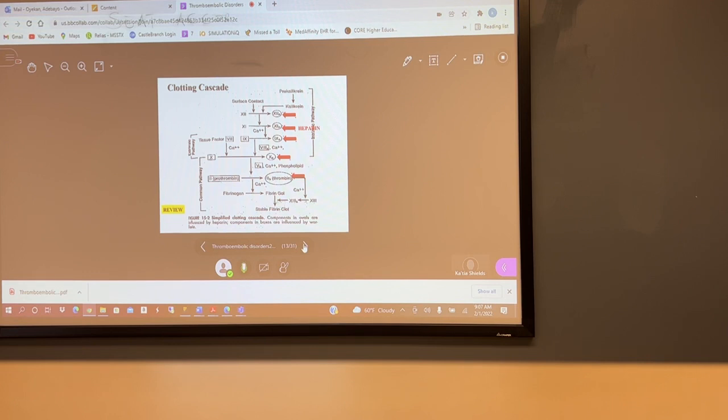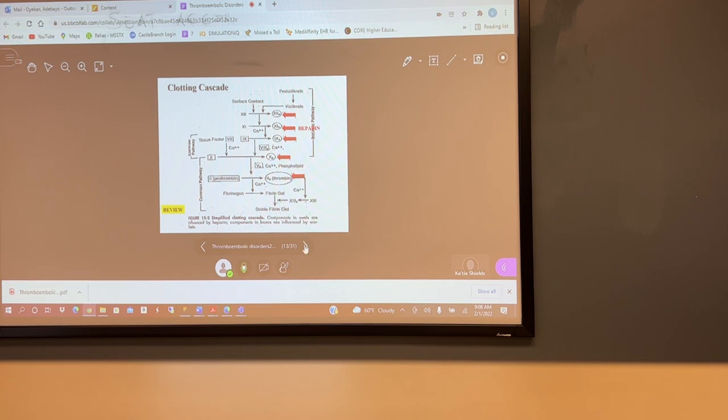So when we get to the clotting cascade again, and I'm starting with heparin, the targets of heparin are the ones that are put in red. They are the ones in circle. So what are the clotting factors that heparin targets as an anticoagulant? Factor 2, factor 10, factor 9, factor 11, and 12. So what I just want to say is factors 2, 9, 10, 11, 12. Those are the targets of heparin.